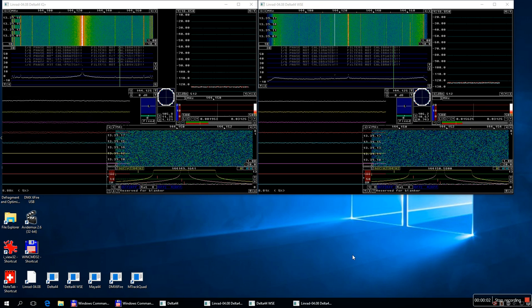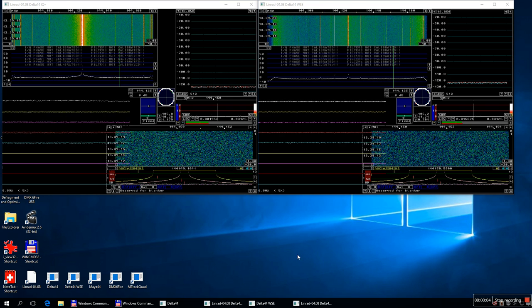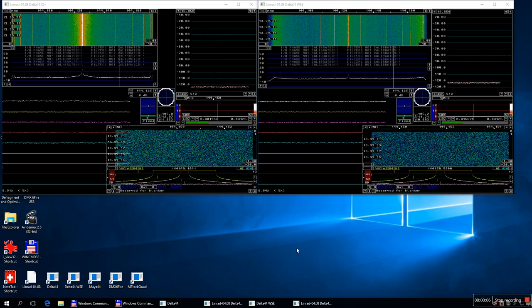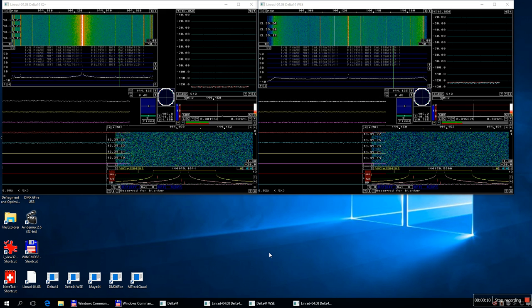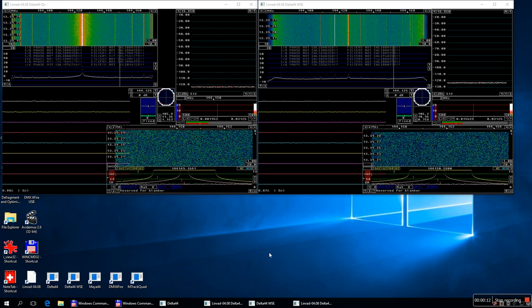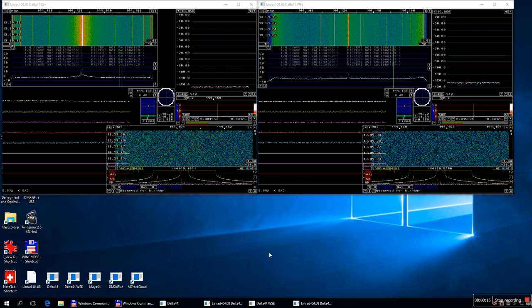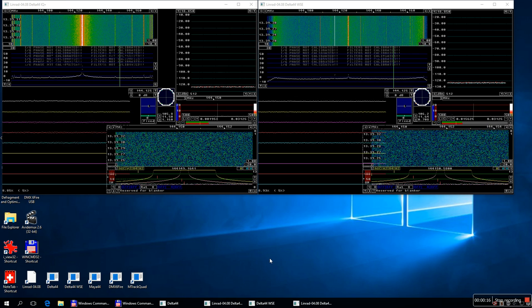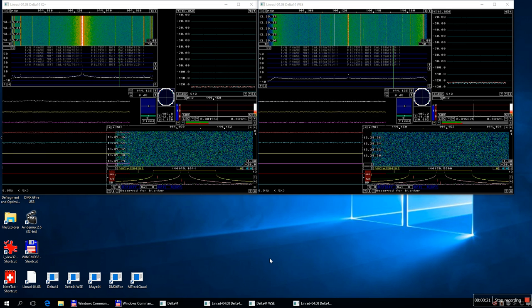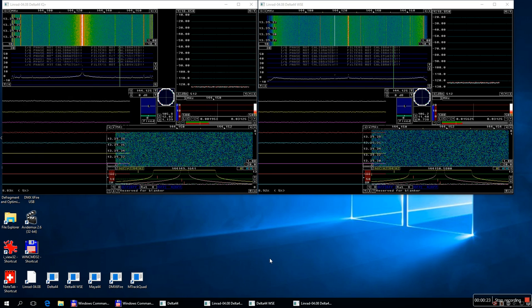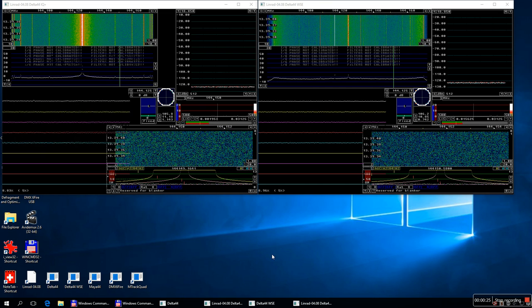Here I'm running two direct conversion receivers on 2 meters. On the left hand side you have the IQ Plus, and on the right hand side I have a WSE converter chain. And currently there is no input signal. I'm just looking at the noise floor. The bandwidth is about 2.5 kilohertz.